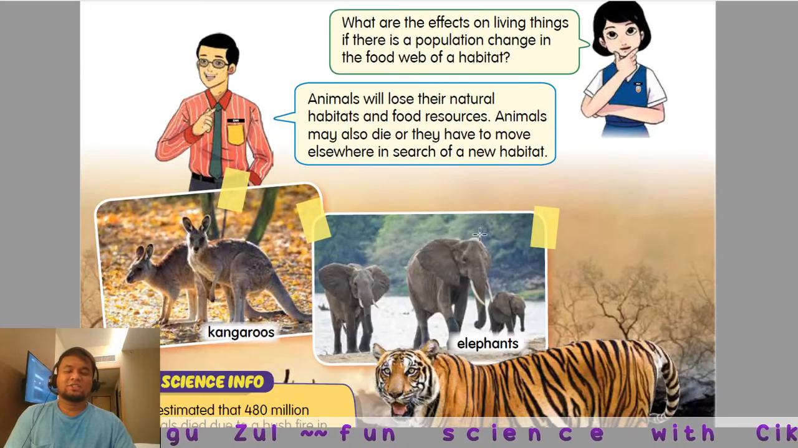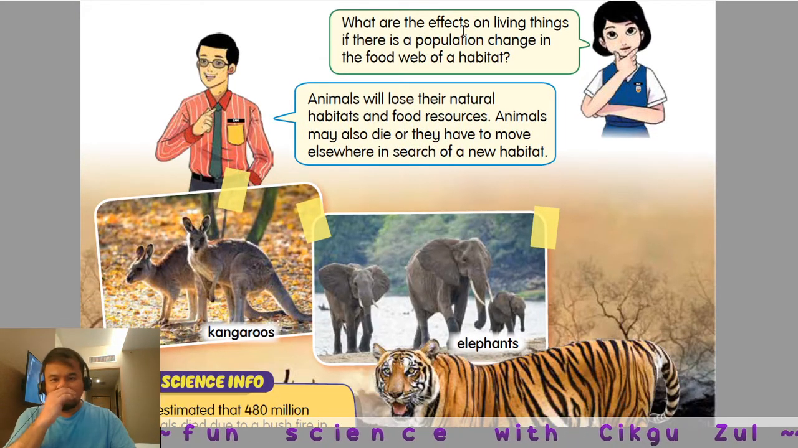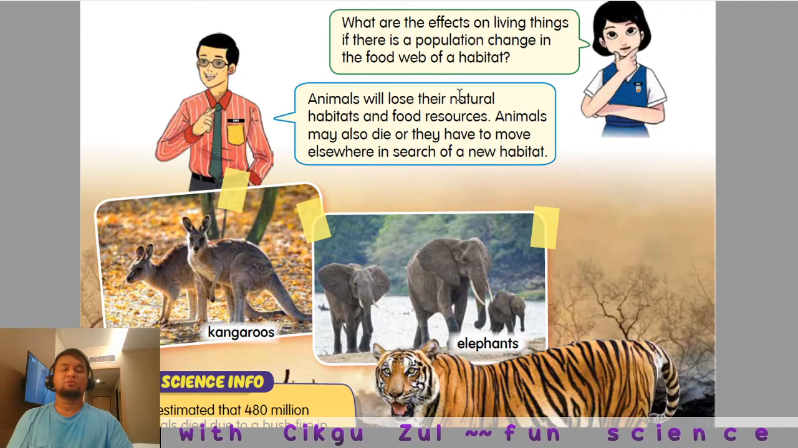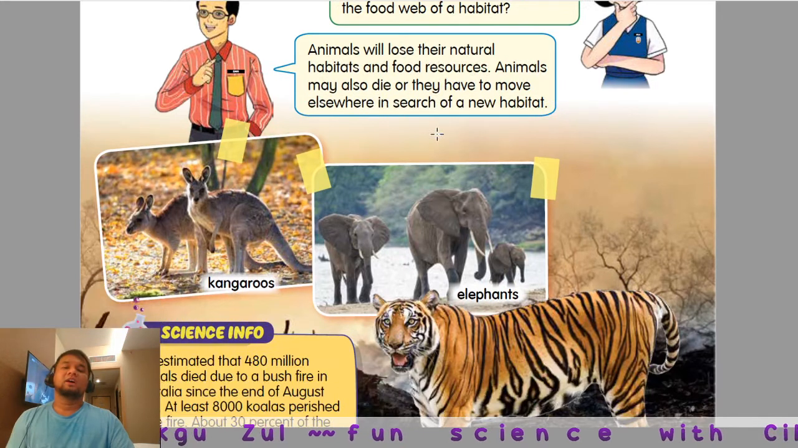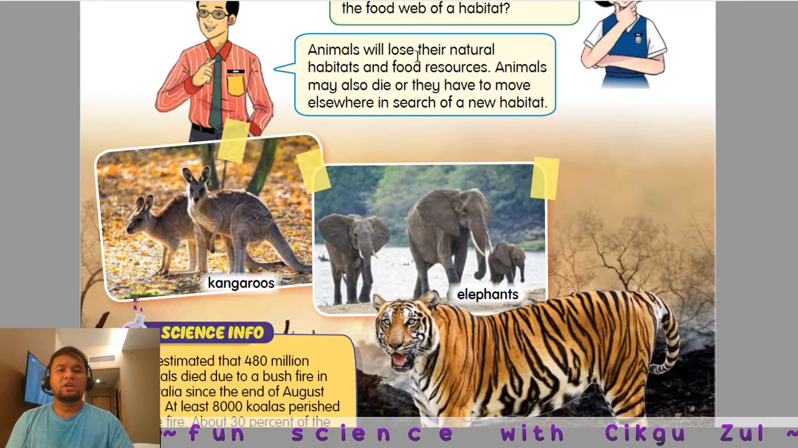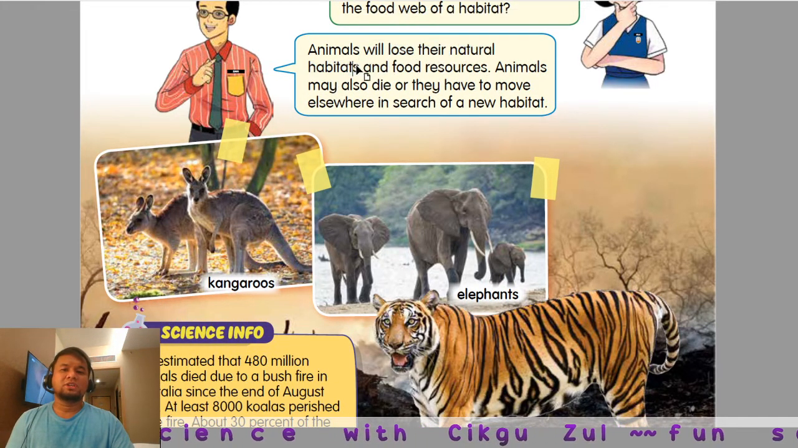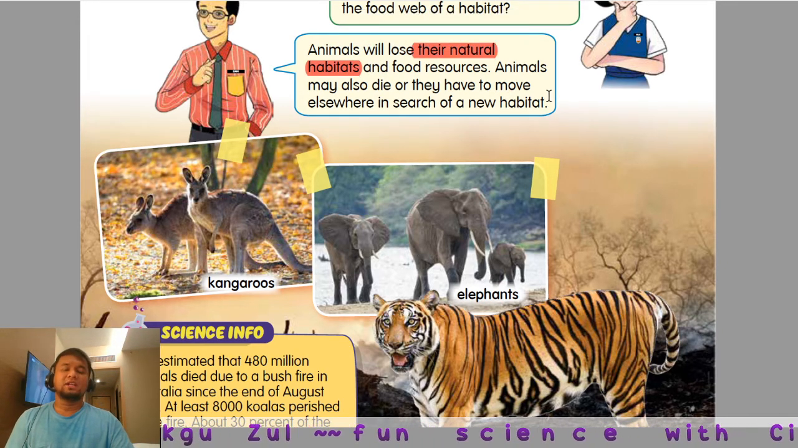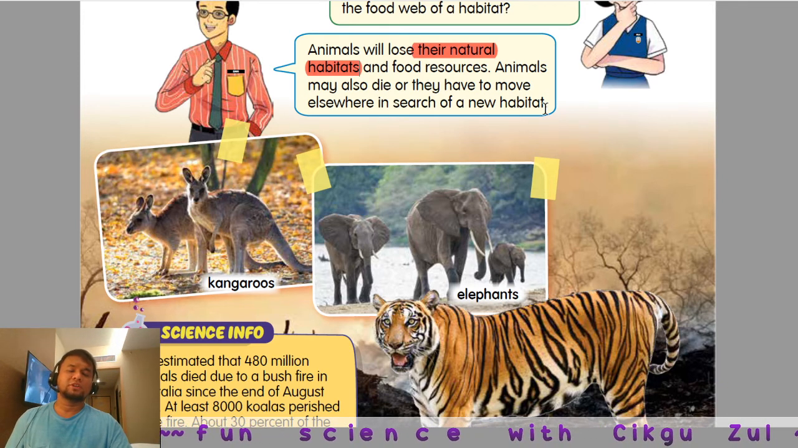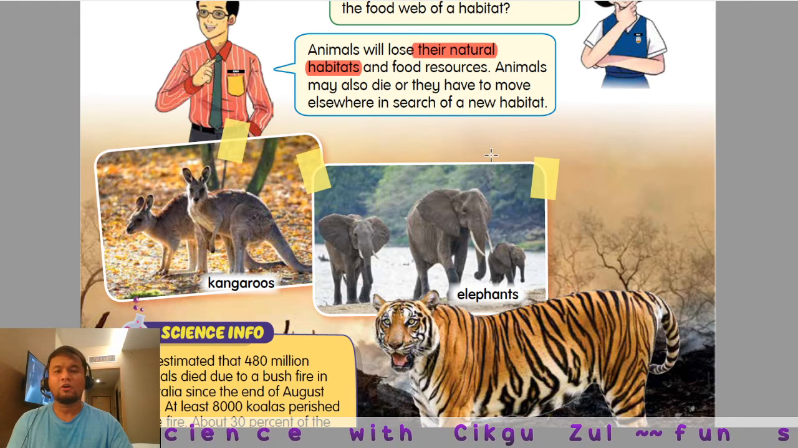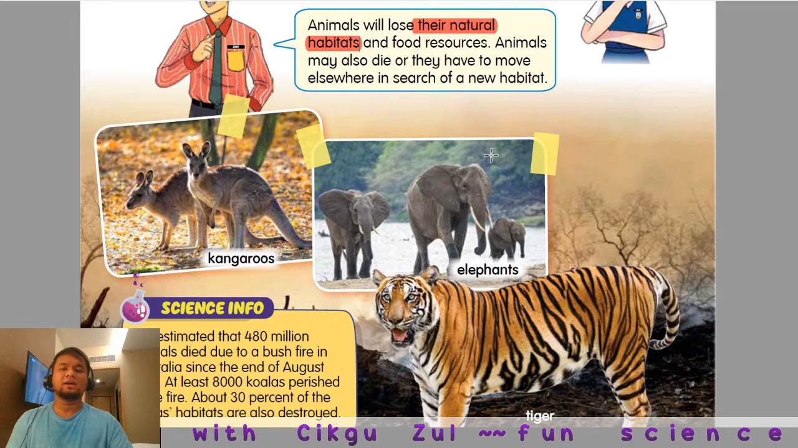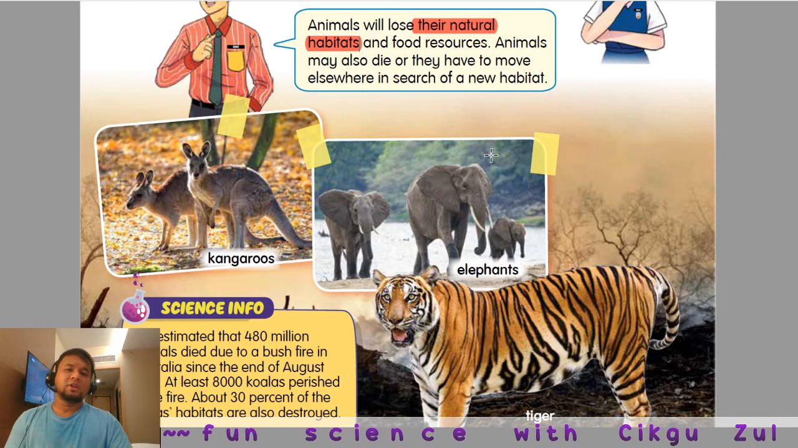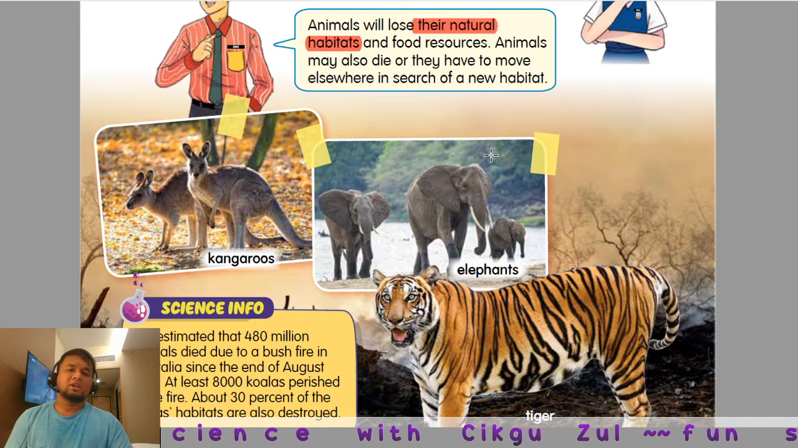Okay. So, di sini pun dia tunjukkan lagi, what are the effects of living things if there is a population change in the food web of a habitat? Apa yang akan berlaku kalau ada perubahan populasi ini? Okay, dia kata animal will lose their natural habitat. Apa maksudnya? Habitat semula jadi mereka tu dia akan hilang. Of course lah, the hutan-hutan, the forest, the jungles are the natural habitats for the animals. So if we are taking careless action on the natural habitats, jadi kita akan memusnahkan mereka.